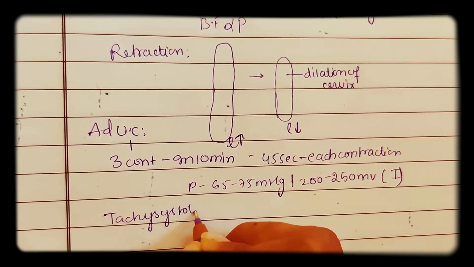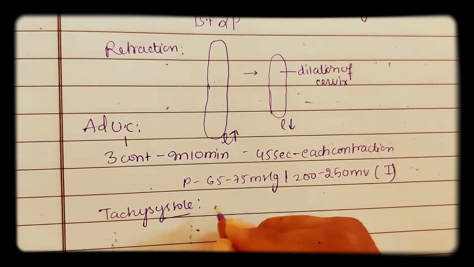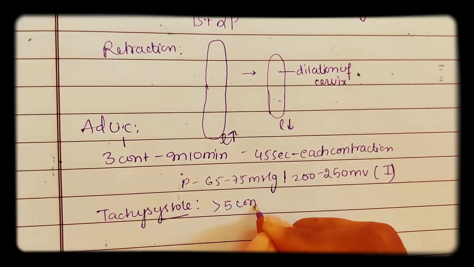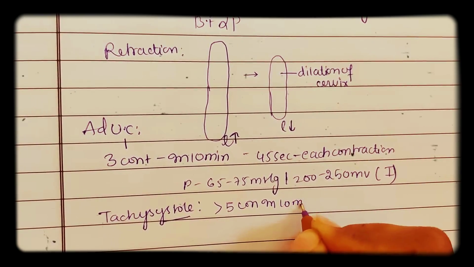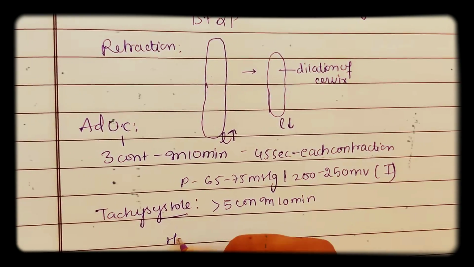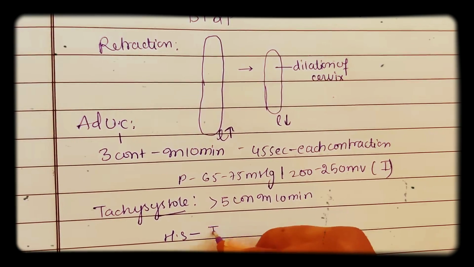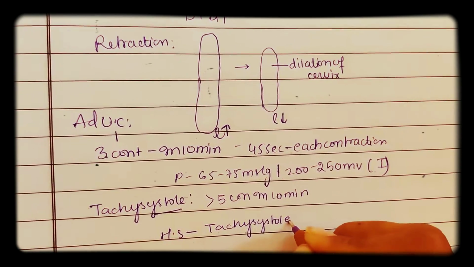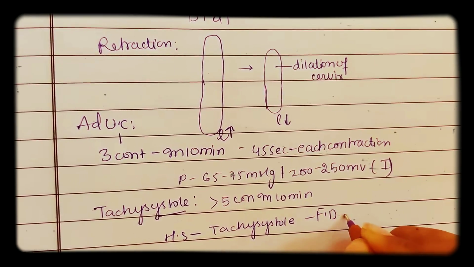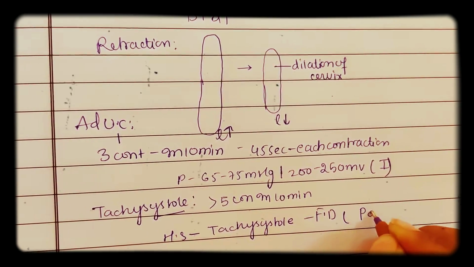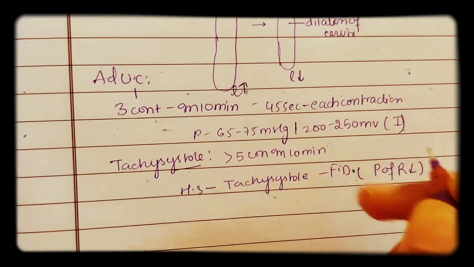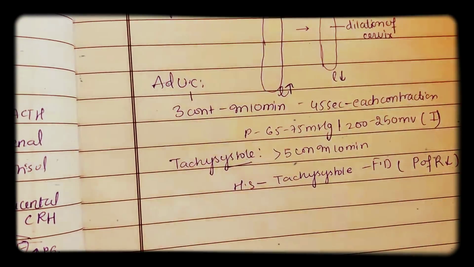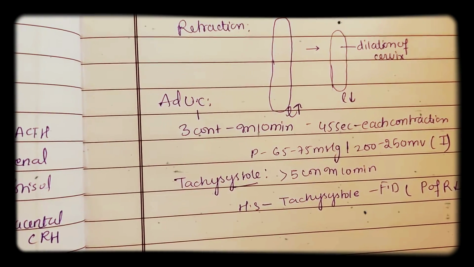Next, coming to tachysystole. With this we'll end this video. Tachysystole is greater than 5 contractions in 10 minutes. What is hyperstimulation? Tachysystole can cause fetal distress. As the period of relaxation is decreased in tachysystole or hyperstimulation, the fetus may undergo distress.